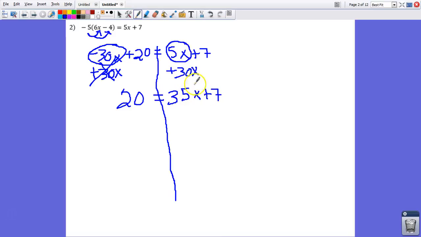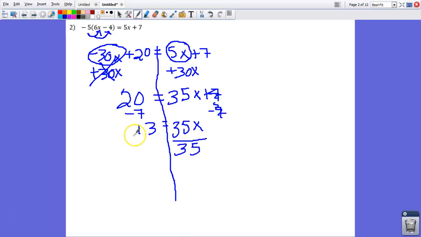Now that all 35 x's are on one side, in this case my right hand side, I need to move all of the other numbers around, right? So I have a number, I multiply it by 35, I add 7. When I undo it, I'm going to subtract 7 first from both sides. 20 minus 7 is 13 equals, cancels out over here, 35x. Last step, divide both sides by 35.